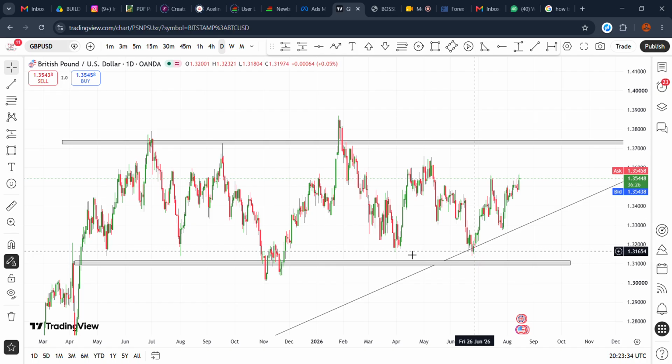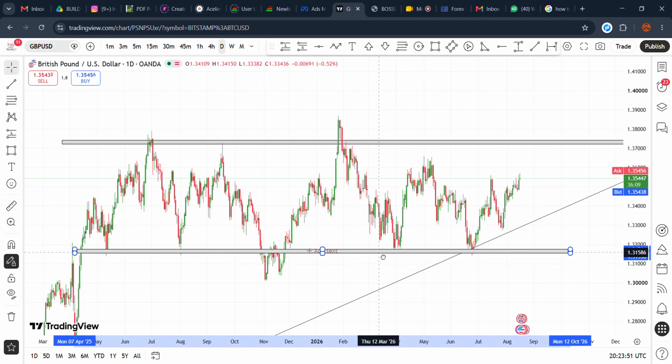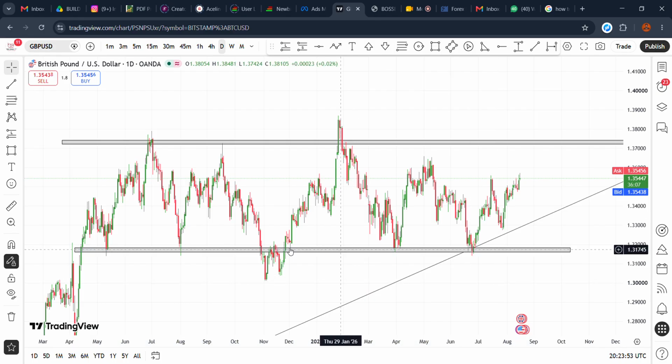Price reacted there. Price reacted there. It's not identifying this zone. It's also not identifying this zone. So what do I need to do? I need to move it so that it can accommodate this and this. So by so doing, I will move it up like this.